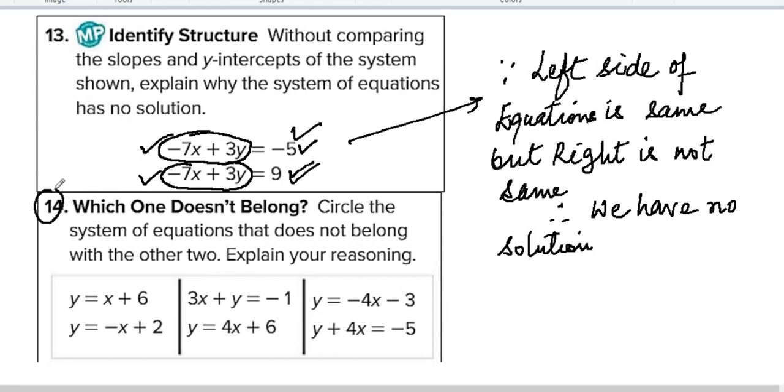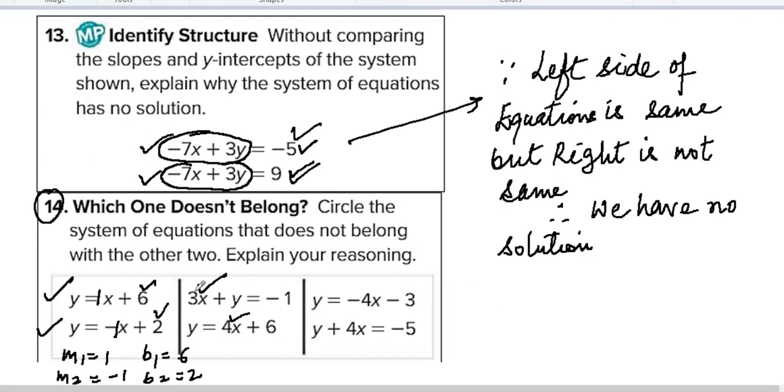Now question number 14: circle the system of equations that does not belong. Its slope is 1, its slope is minus 1. Now we need to find the slope. Here it is easy because they are given in slope intercept form. So m1 is 1, m2 is minus 1, and b1 is 6, and b2 is 2. The y-intercepts are 6 and 2.